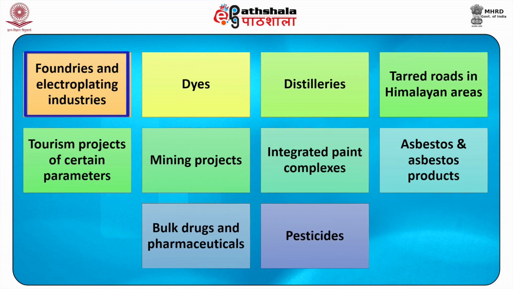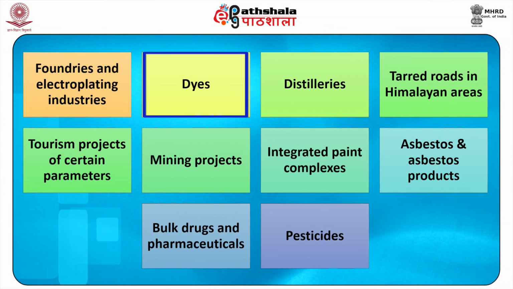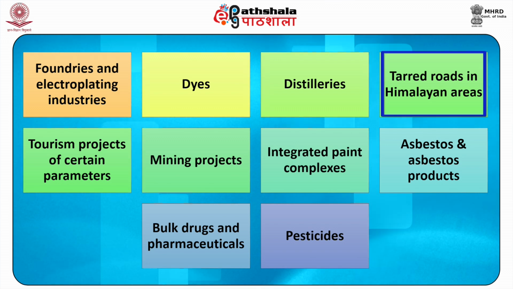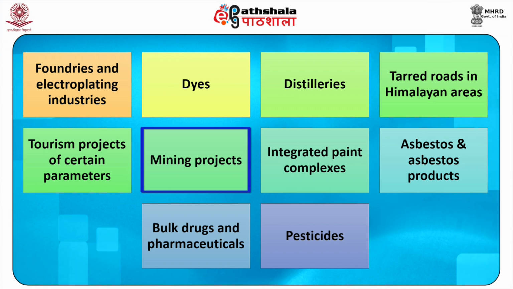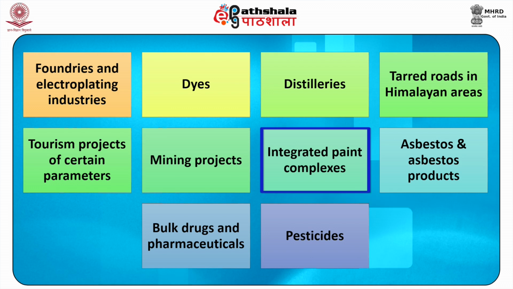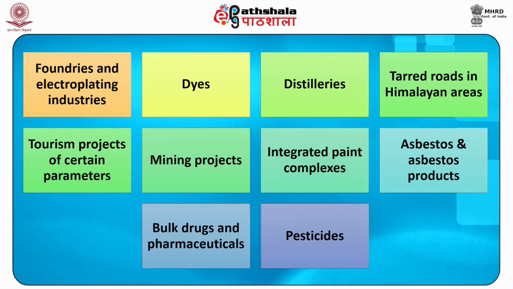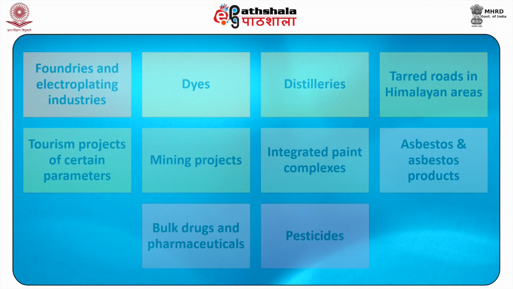They include foundries and electroplating industries, dyes, distilleries, tarred roads in Himalayan areas, tourism projects of certain parameters, mining projects, integrated paint complexes, asbestos and asbestos products, bulk drugs, and pharmaceuticals and pesticides.